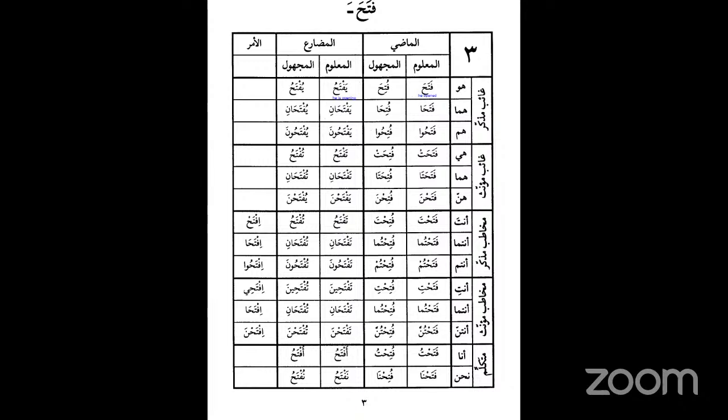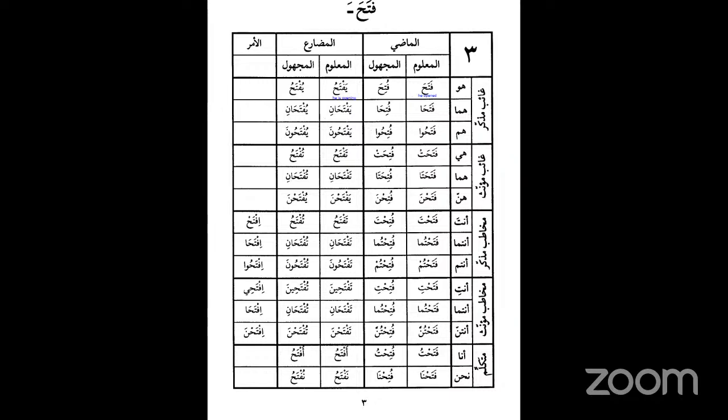هو فتح, he opened. هما فتحا, they two male opened. Excellent. And then هم فتحوا, they all male opened. And then هي فتحت, she opened. هما فتحتا, they two female opened. هن فتحن, they all female opened.